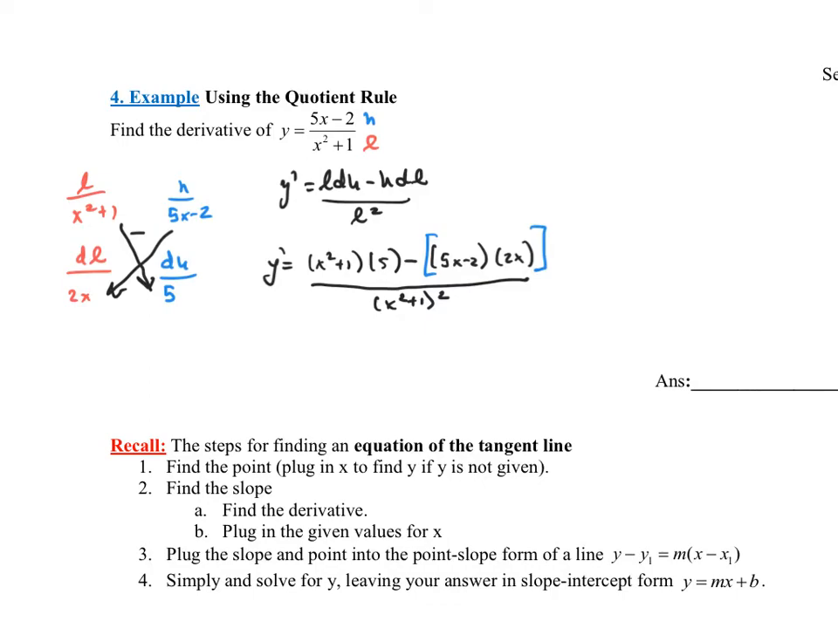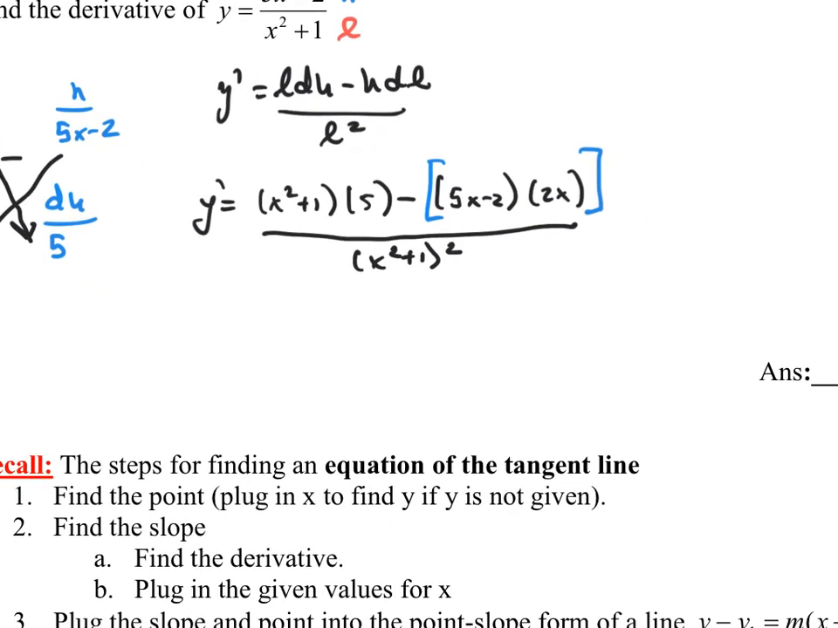It's not going to benefit you. Always leave it in factored form, because that's going to be our next step, is to simplify, which involves factoring. So never distribute out the denominator. Let's go ahead and distribute out the numerator though. I'm going to do 5 times x squared and 5 times 1. I end up with y prime equals, well, 5 times x squared is 5x squared. 5 times 1 is plus 5.